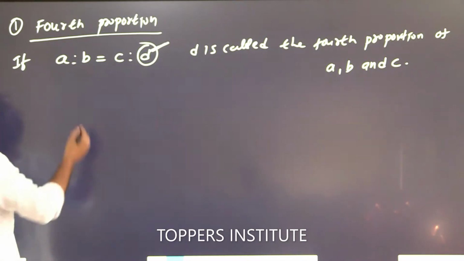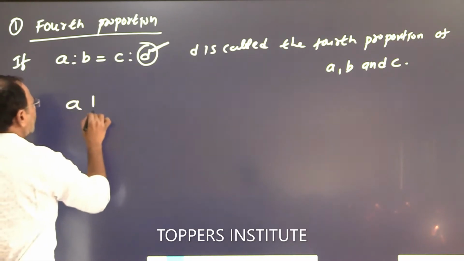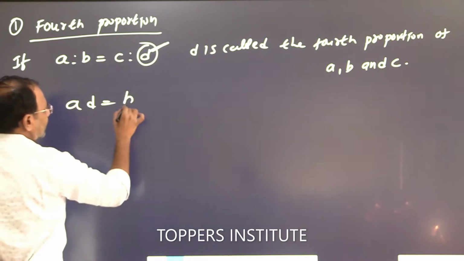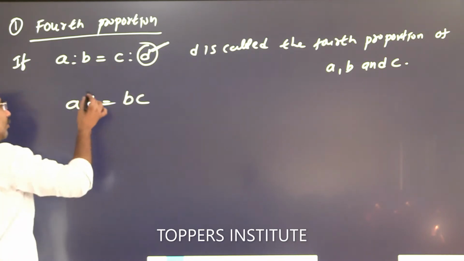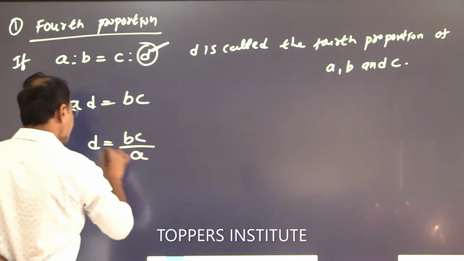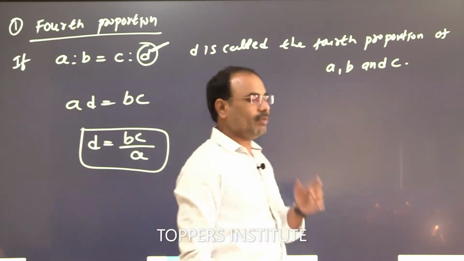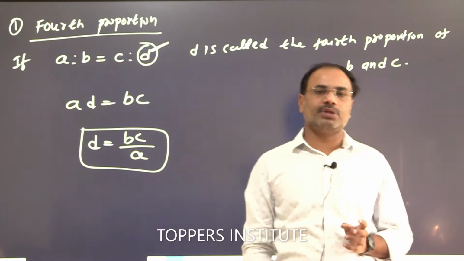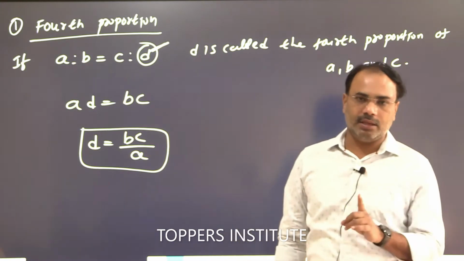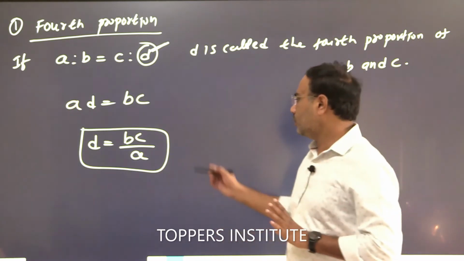According to proportional theorem, you can write product of extremes is equal to product of means. AD is equal to BC, but I want only D. Then D is equal to what? BC by A. So BC by A is called fourth proportion of ABC, that is D.